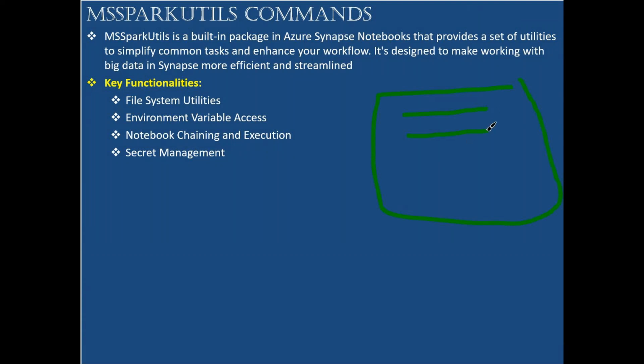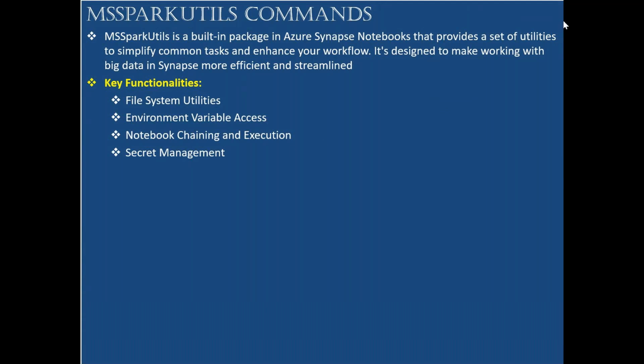Next, environment variable means you want to understand in this environment which user is executing, what is the job ID, what is the job name. If you want to know these kind of things, you need to go with the environment variables. Again, in order to get job ID, username, who is executing all these things, you need to go for MS Spark utilities. Using MS Spark utilities, you can get all these environment related information.